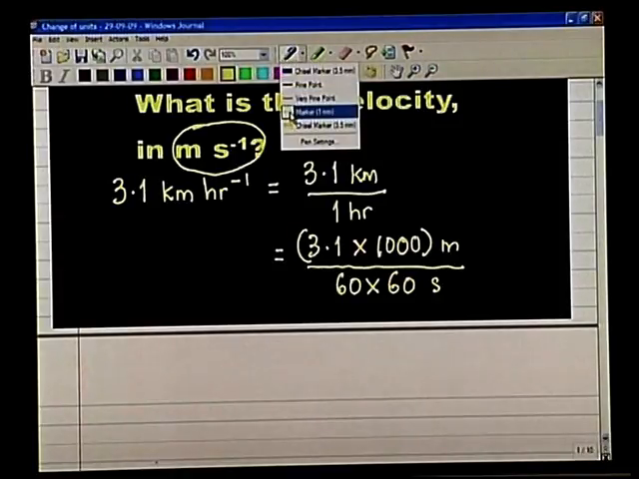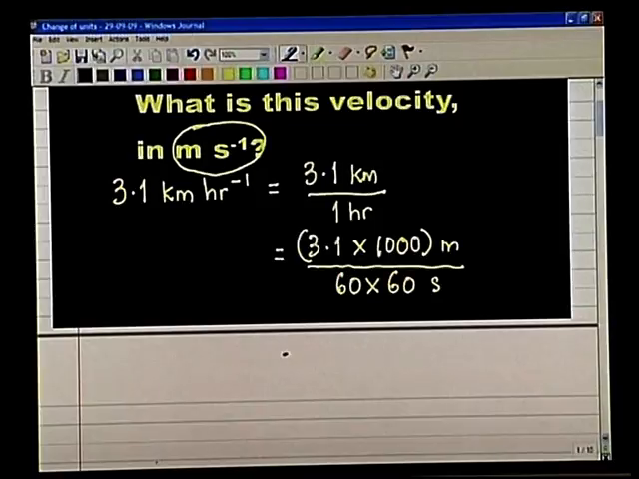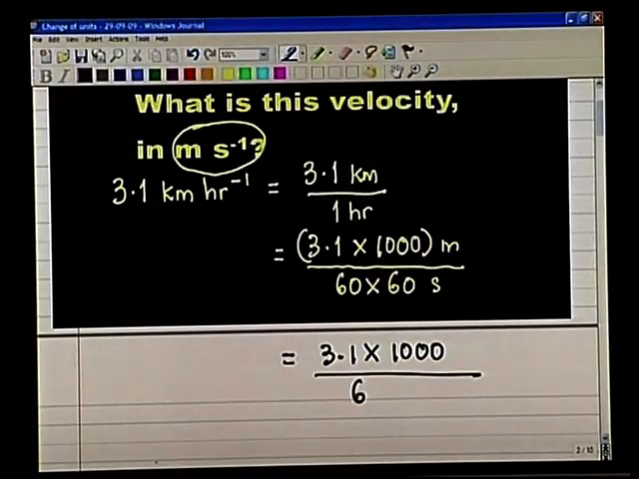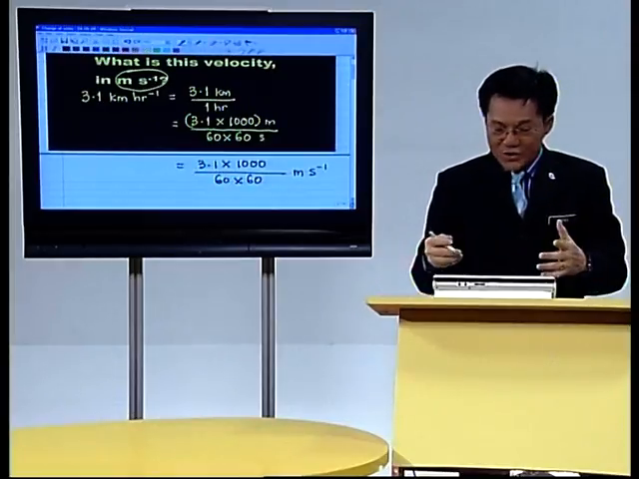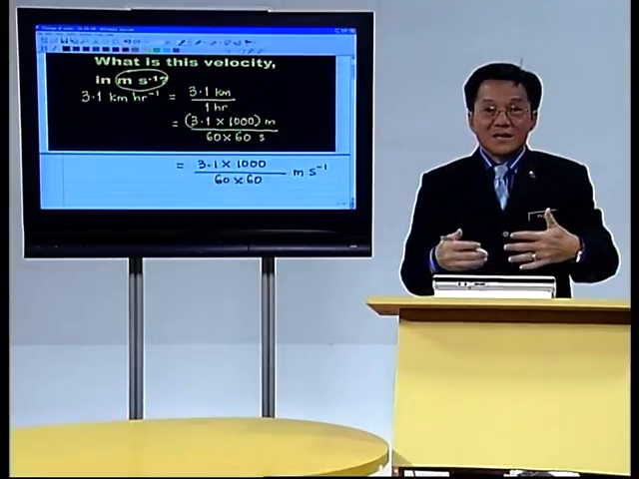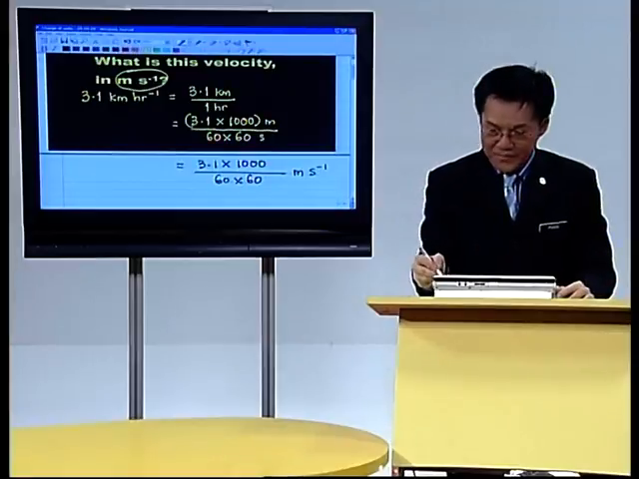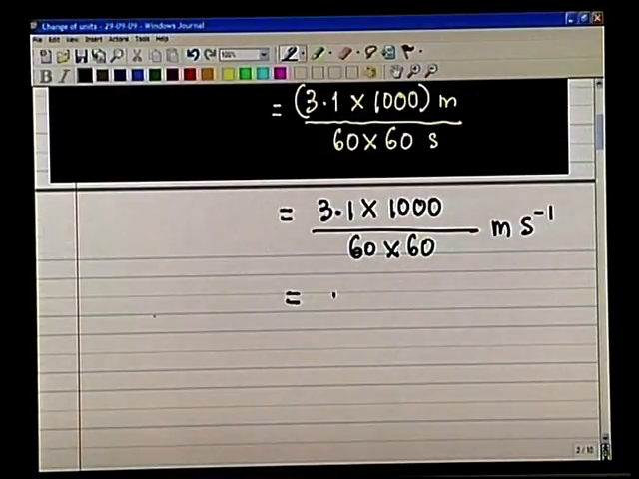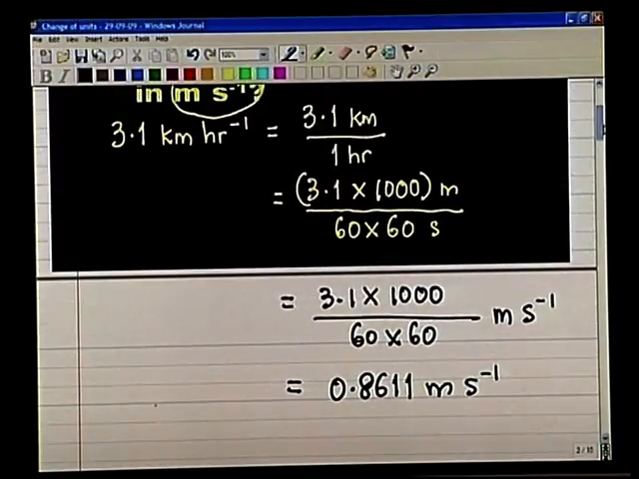So what I do now is this. So I have 3.1 multiplied by 1000 divided by 60 times 60, I get meter per second. Alright. So once you have done this, you just use a calculator, you work it out, you would get your answer in meter per second. 0.8611 meter per second. So here you are.